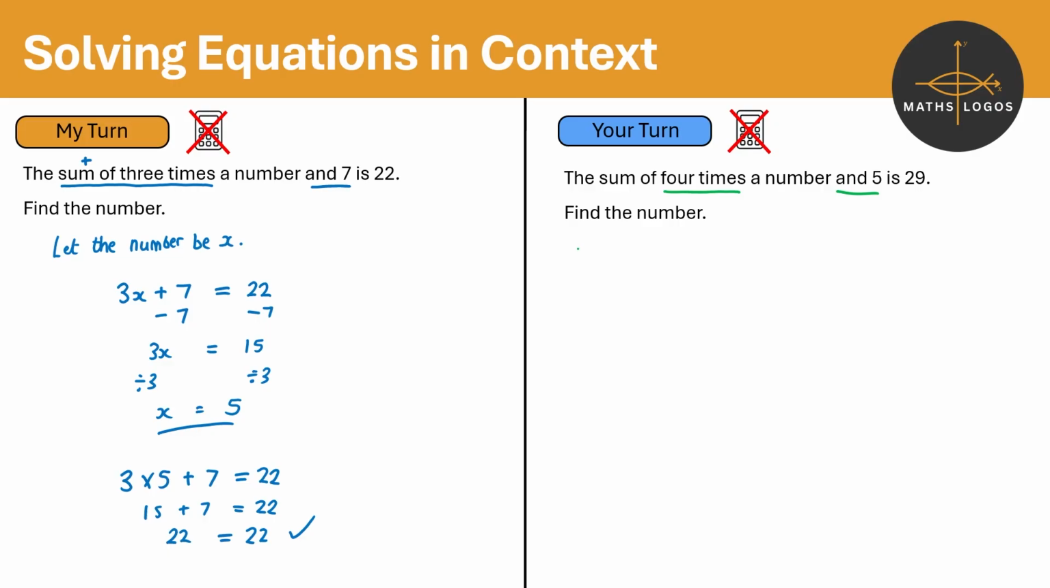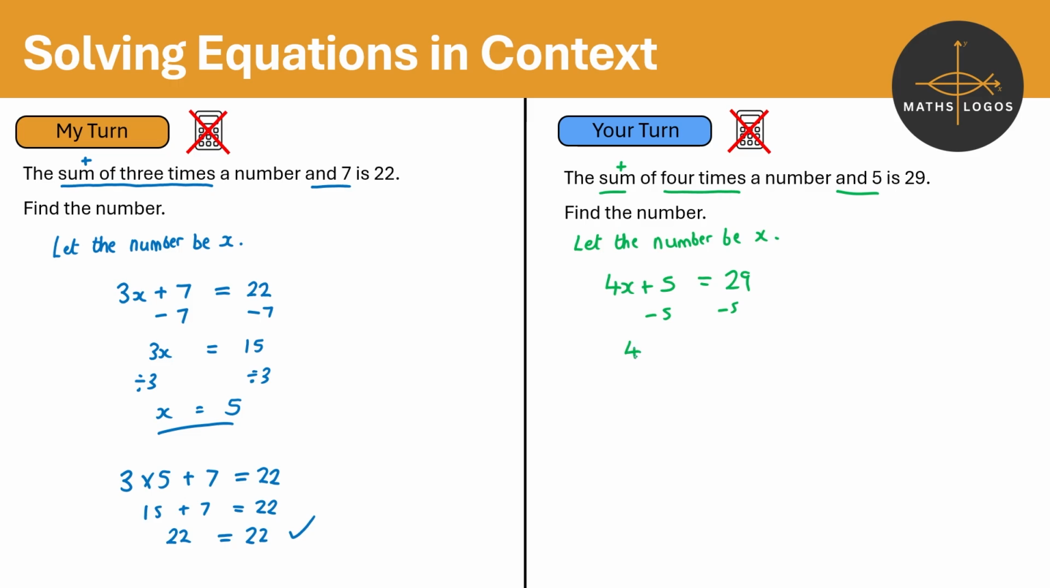Give me 1 second to write out the sentence that we used to start. So we'll start it like this, let the number be x. We're looking at the sum of 4 times the number. Well, 4 times the number is 4x. Sum, like we said, means to add, and 5 is what we're adding to the number, and that is equal to 29. Subtract 5 from both sides.